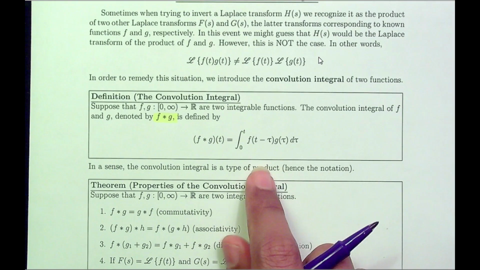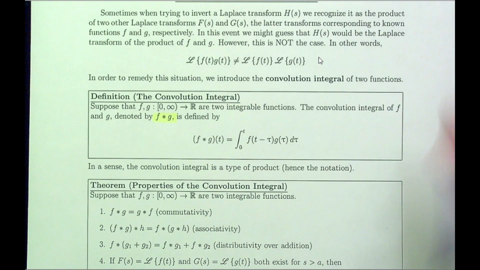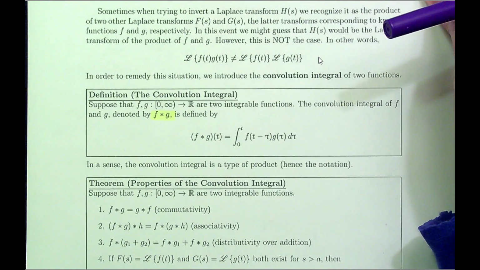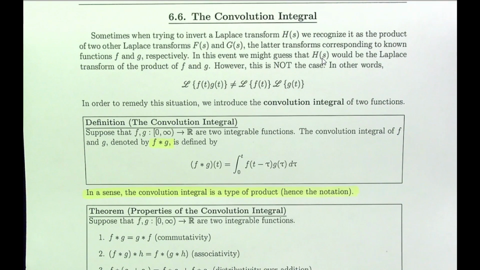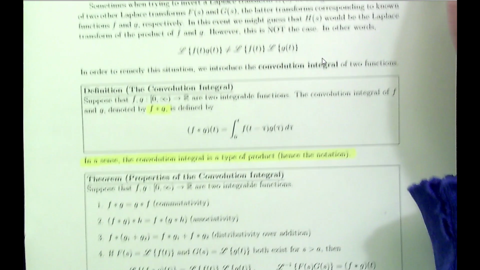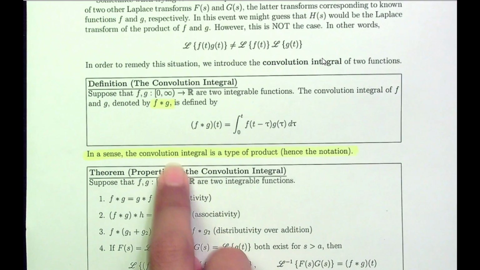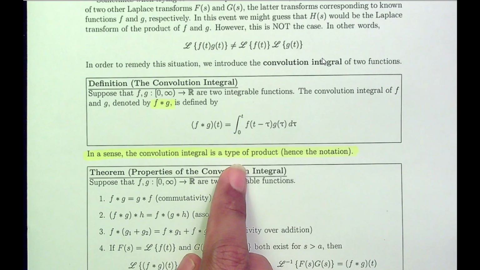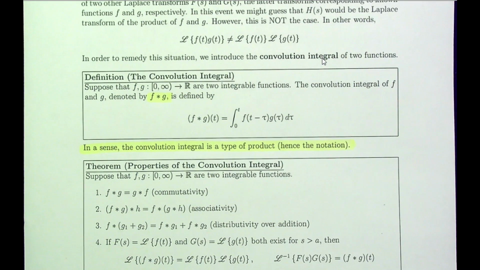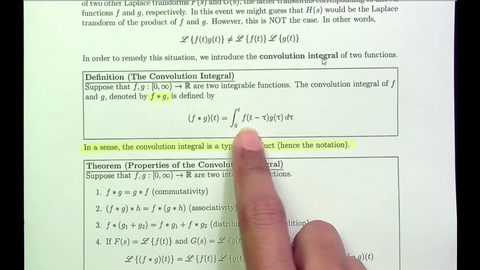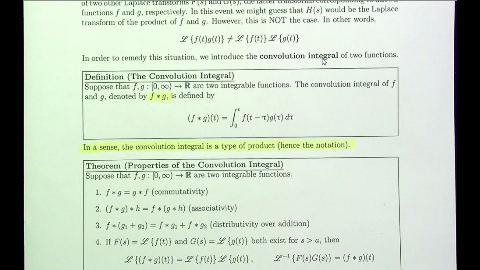This integral is inspired by how you multiply polynomials or series. Therefore, in a sense, the convolution integral is a type of product, hence the notation. The product of two polynomials or two power series would be the discrete case, and then the integral would be the continuous case.